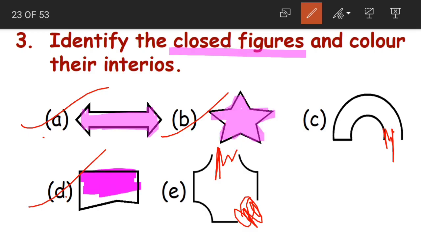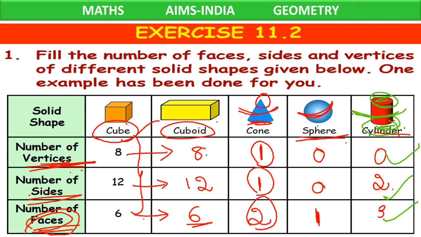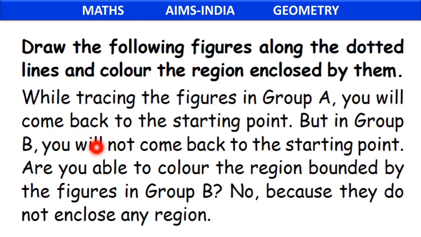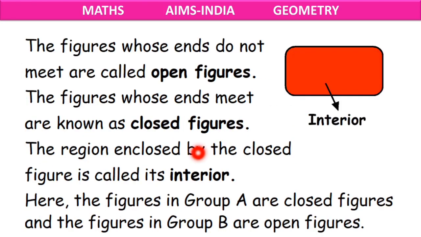And that's all for today, children. What did we learn today? We learned about the number of faces, vertices and sides of different solid shapes. And apart from that, we have learned what is called a closed figure and what is called an open figure.